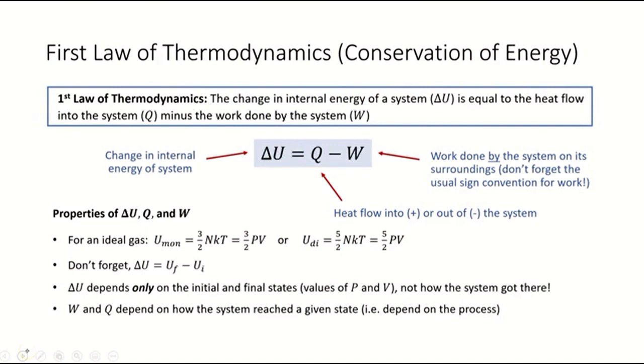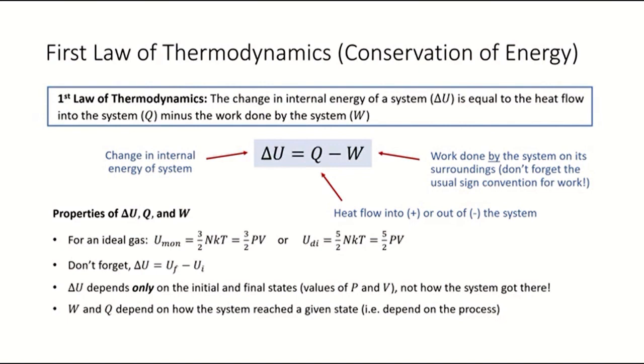Okay, and then one last important property of delta U to point out is that delta U is only going to depend on those initial and final states that you define for your system. So it doesn't depend on any values of the internal energy in between. It doesn't matter how your system gets from one state to another. All that matters is the initial and final state when you calculate delta U.